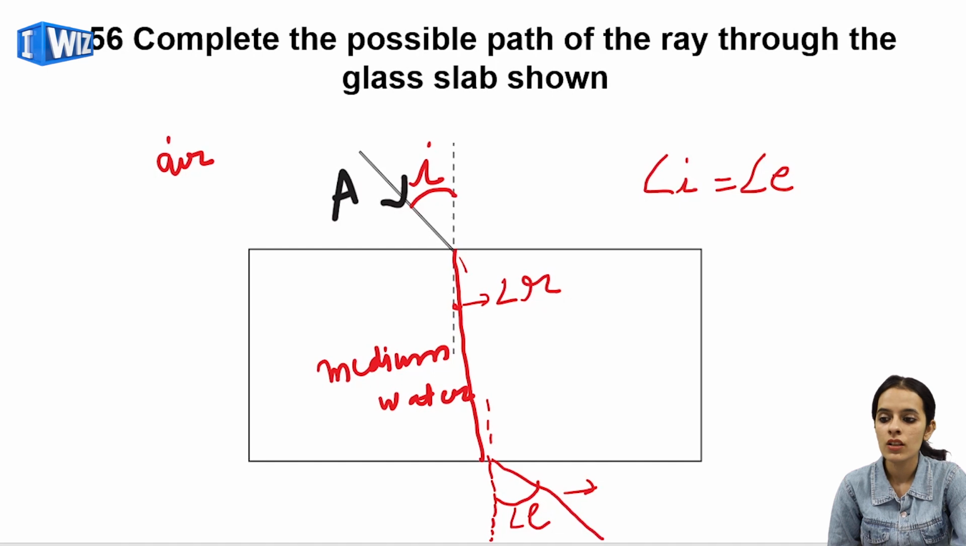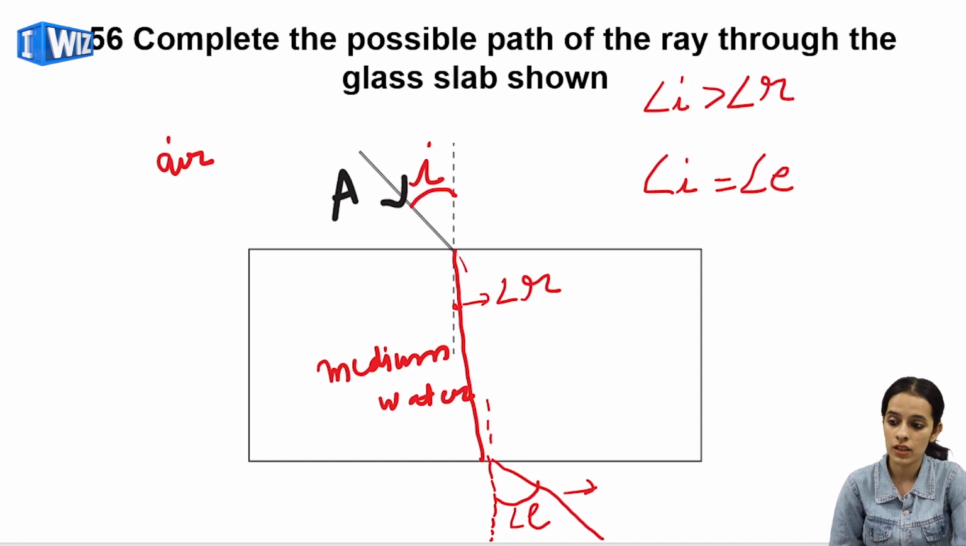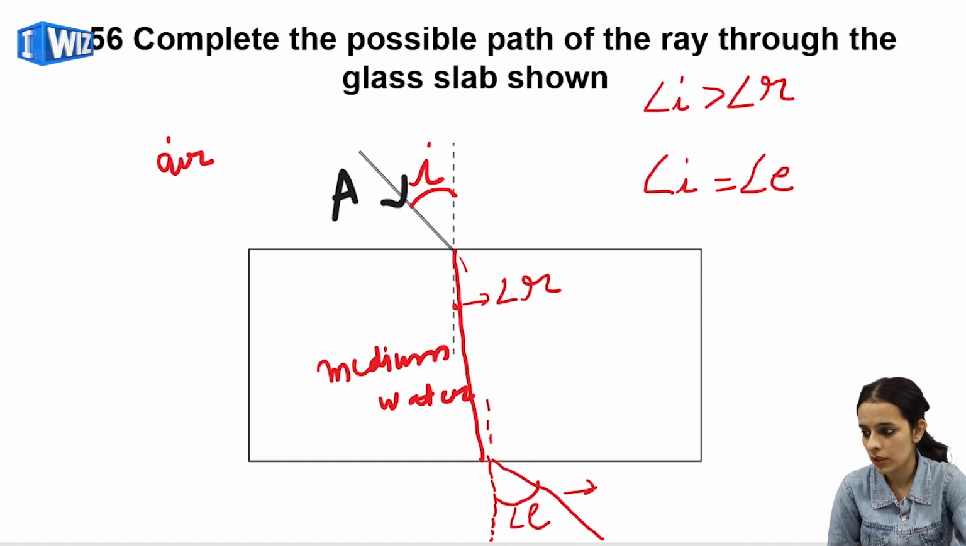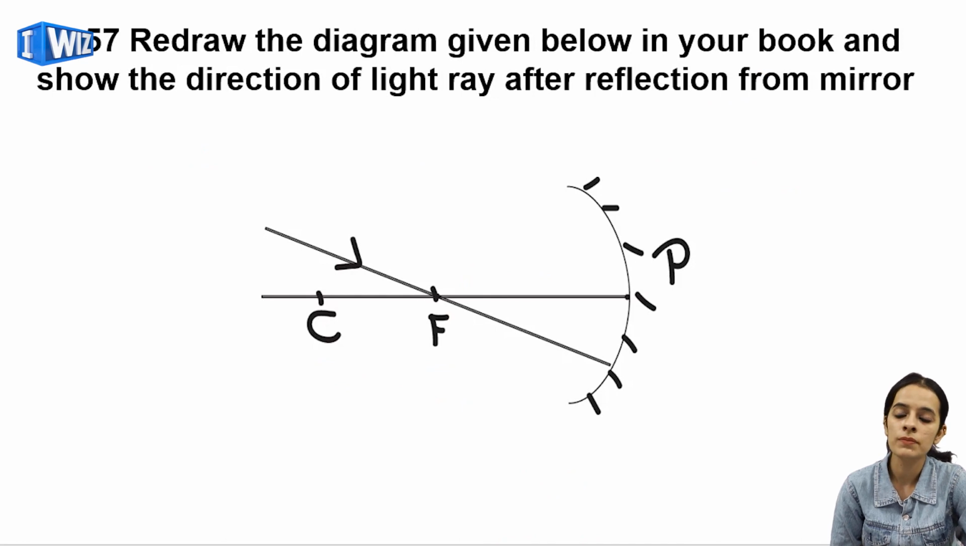And one more thing, the angle of incidence is greater than the angle of refraction, because if we take a case here, the angle of refraction is formed in the denser medium and the ray of light is bending more in the denser medium. So always we take the angle of incidence greater than the angle of refraction, because of bending, the angle of refraction will always be lesser than the angle of incidence. Okay, so let's move to the next question.